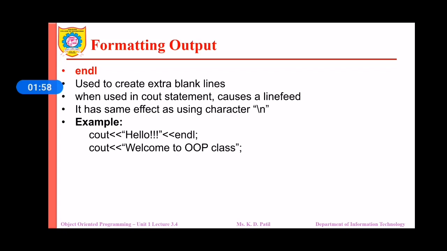I have two cout statements in my program. The first statement prints hello and the second statement prints welcome to OOP class. Now I want these two statements to print the two strings, hello and welcome to OOP class, on two different lines. For that I will use the endl manipulator in my first cout statement. I will write the endl manipulator before the semicolon, and this will give me the output as hello on the first line and welcome to OOP class on the second line.